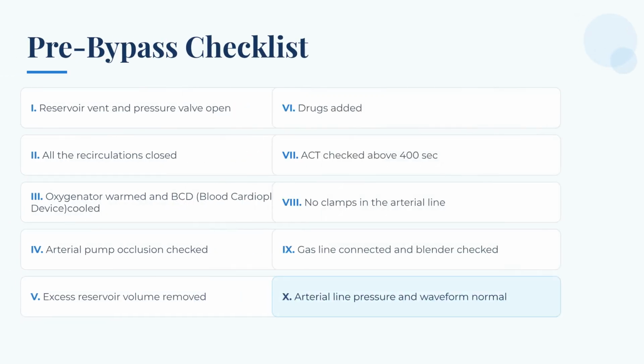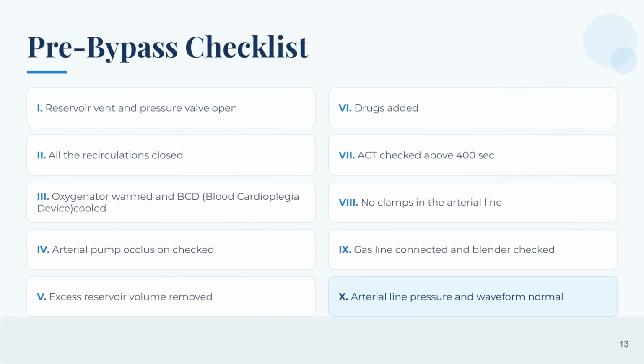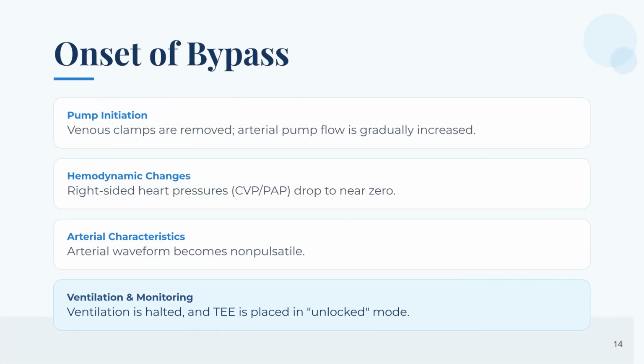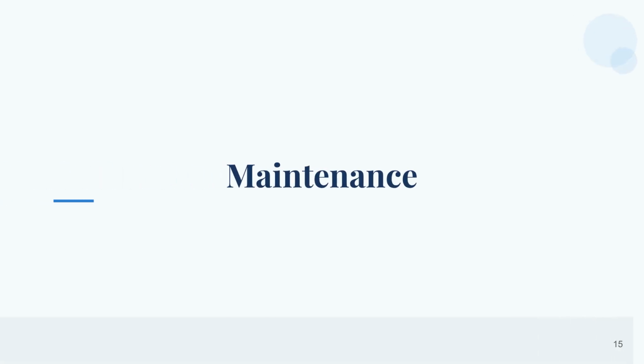Every team must follow a strict pre-bypass checklist, confirming that all components are connected, valves are set, drugs are administered, and the patient's ACT is within the required range before proceeding. As bypass begins, venous clamps are released and pump flow is gradually increased. Hemodynamic changes follow, with right-sided pressures dropping and the arterial waveform transitioning to a non-pulsatile state. Finally, we enter the maintenance phase, where the focus remains on continuous monitoring of the patient's systemic perfusion and the ongoing performance of the CPB circuit.